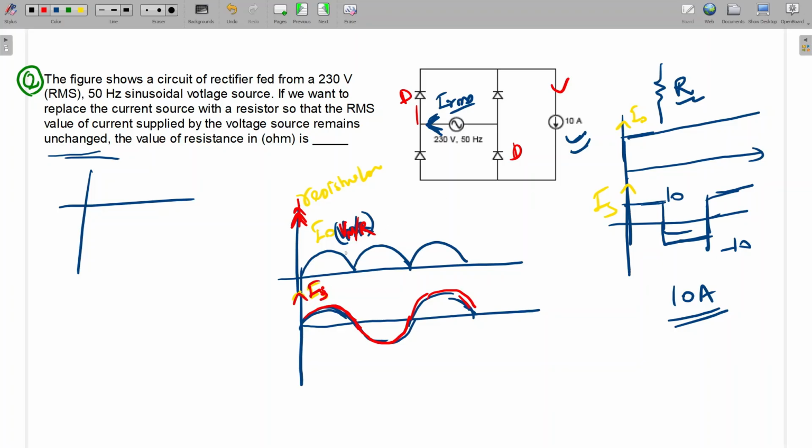What will be the RMS value in this case? Output RMS and source current RMS will be the same: Vm upon root 2. So Vm upon root 2 R will be the RMS value of the source current. Is it correct?